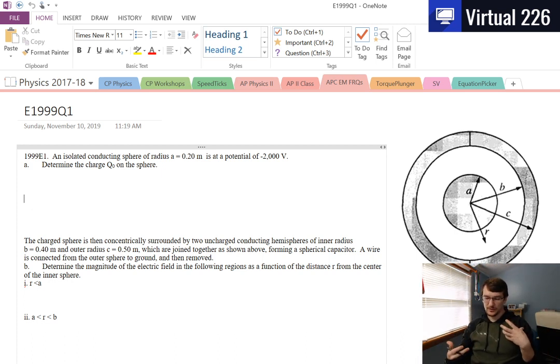We're going to do some Gauss's Law. We're going to look at some capacitance and looking at potential differences. So it should be a little bit of everything in this problem.